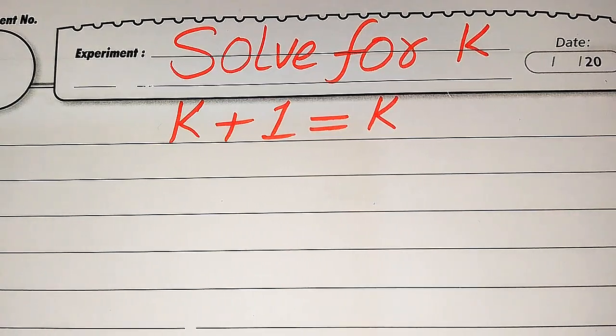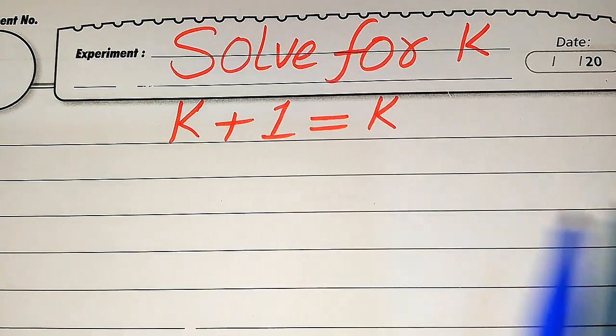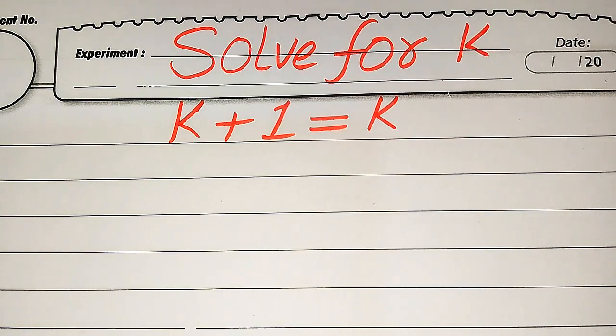Hello everyone, how to solve this problem for the values of k if we have square root of k plus 1 equals k, and we solve this problem for all the values of k. So here first we find all the roots of this equation, and at the last we will verify which of the roots are solutions of this equation and which of the roots are extraneous roots.